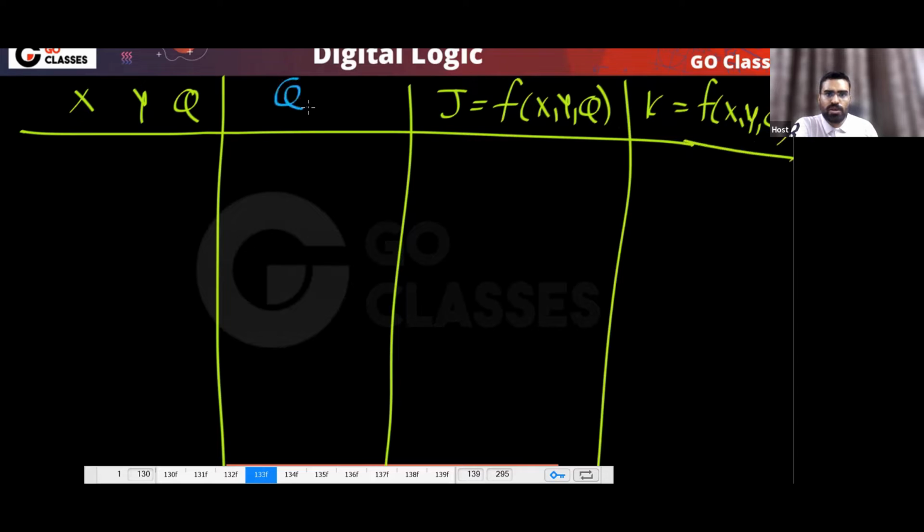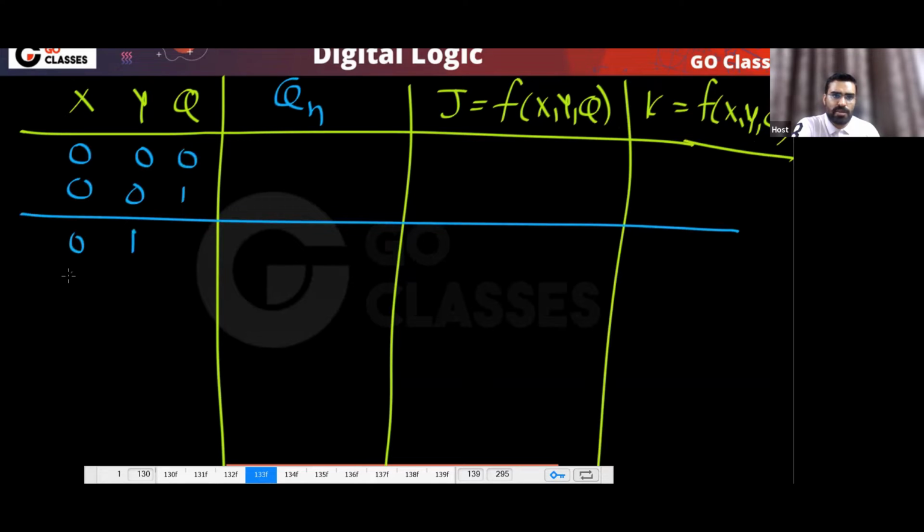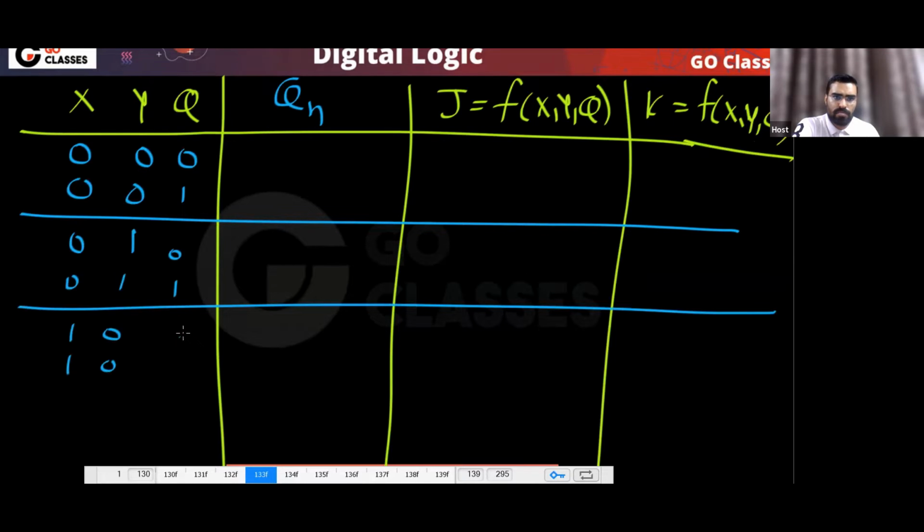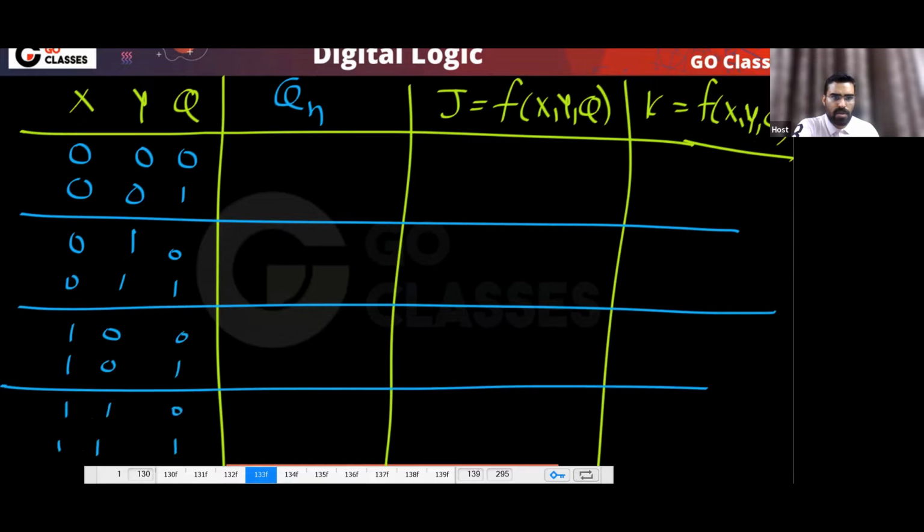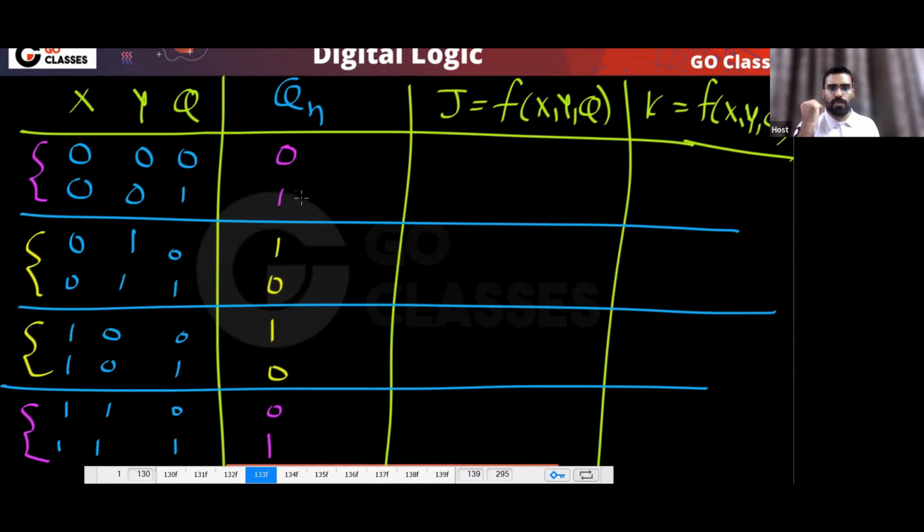So first I will create the truth table. This truth table I will create for the XY flip-flop. So tell me, for the XY flip-flop, this is retain, this is also retain, this is also retain. Both are retain, unchanged. And this is toggle, this is toggle, this is toggle, this is toggle. So 1 0 1 0 for the XY flip-flop.